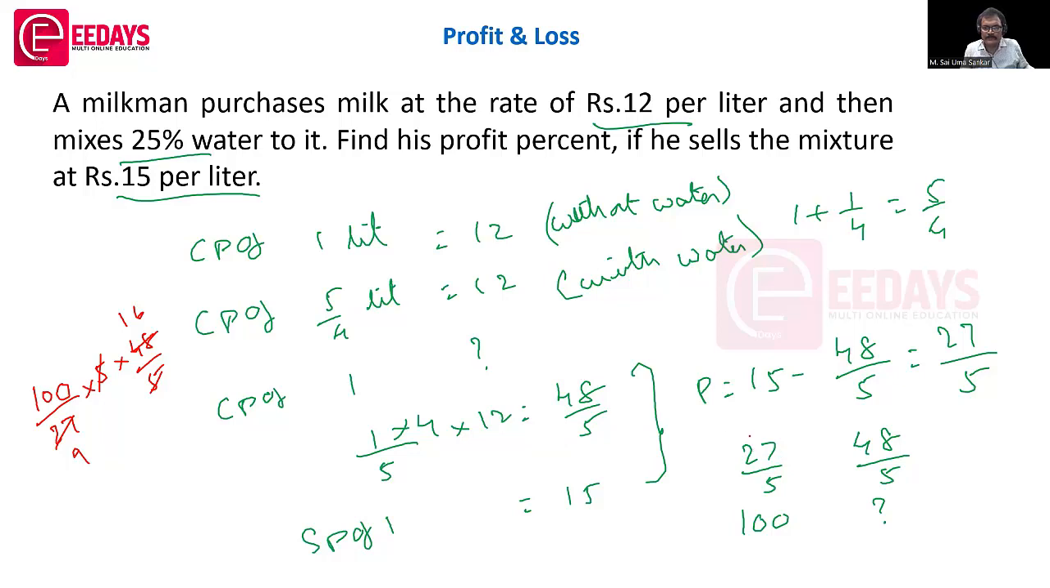48/5. 27/5 profit on 48/5. Yeah, a small mistake is there.